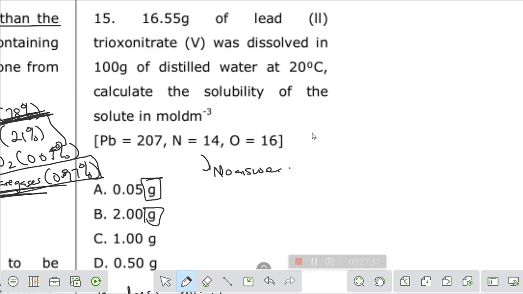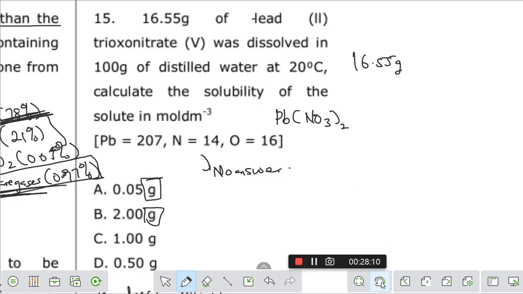So look at this question. They said 16.55 gram of lead(II) trioxonitrate(V). Now, how do you write this compound? It is Pb(NO3)2, in brackets 2. If you don't know how to write the compound, there's no way you can solve this question. So they said 16.55 gram of lead(II) trioxonitrate(V) was dissolved in 100 gram.